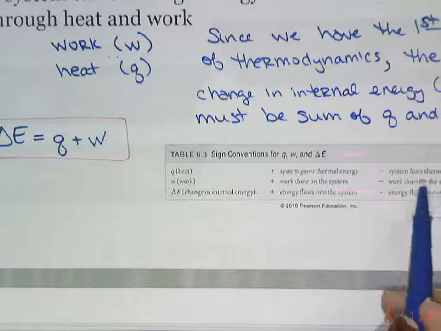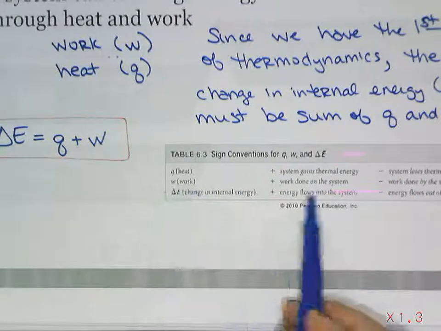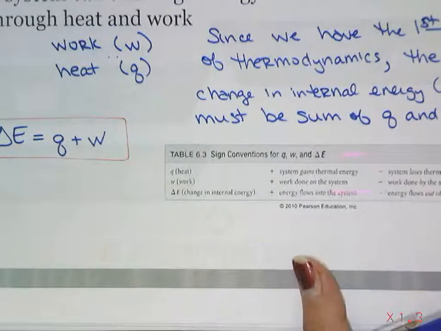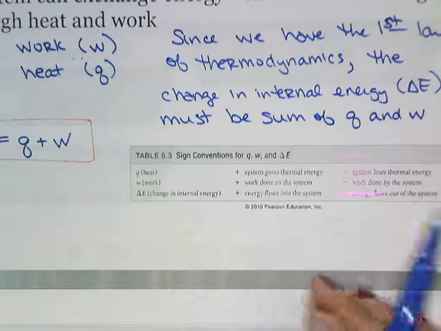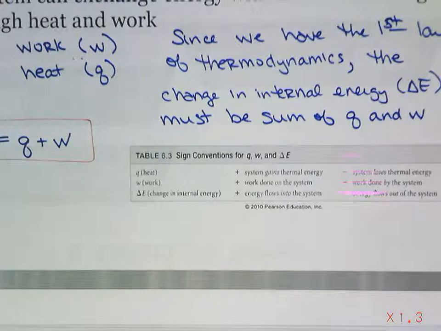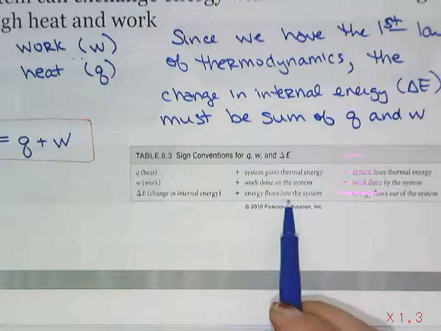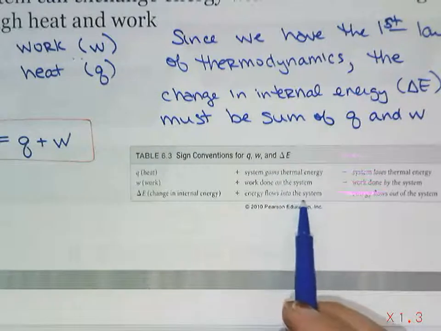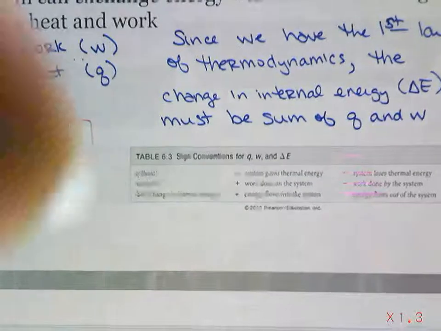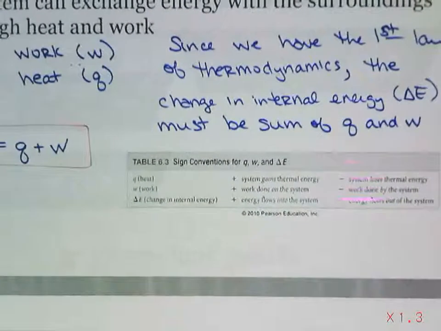If my work is a positive number, it means that I have done something to my reaction. If it's a negative number, it means that the work is done by the system onto the surroundings. It's done something to somebody else. So delta E, if it's positive, it means I'm putting energy into my reaction. If it's negative, like it was in the last one, it means that the energy is going out of the system into the surroundings. So they're all kind of related to each other.